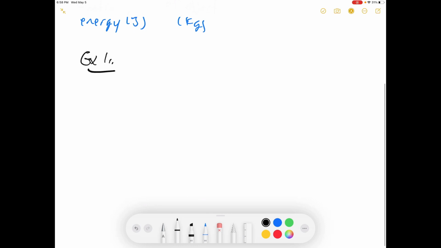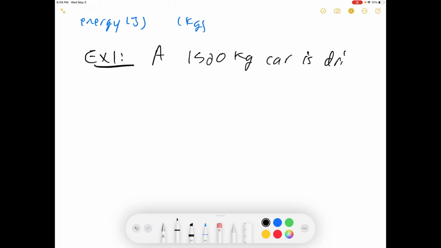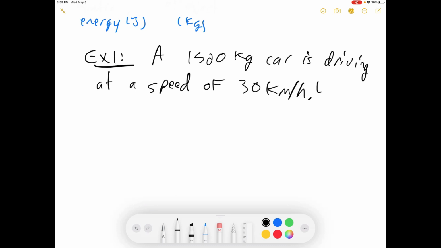So example 1. A 1,520 kilogram car is driving at a speed of 30 kilometers per hour. What's the kinetic energy of the car?